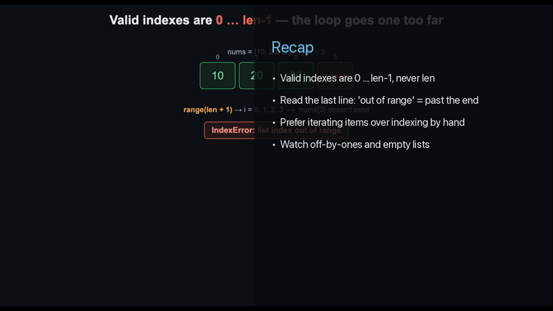A list's valid indexes stop at length minus 1, never length itself. When you see out of range, you reached past the end. The cleanest fix is to loop over the items directly instead of juggling indexes, and to watch for off-by-1s and empty lists. IndexError is never a mystery, it's just one step too far.